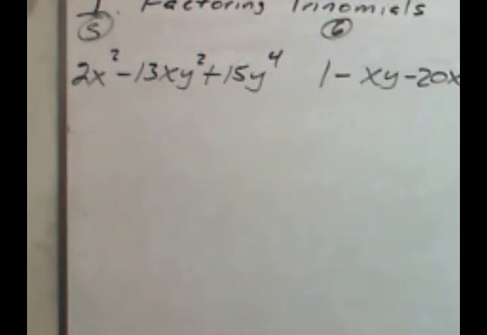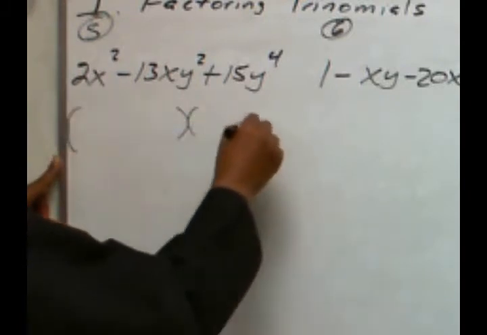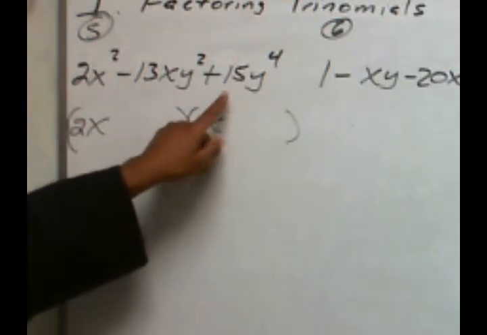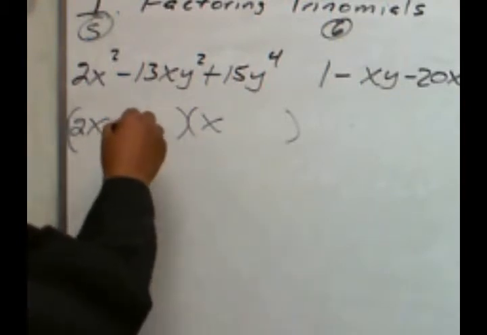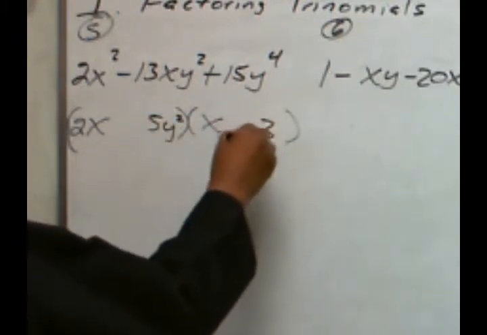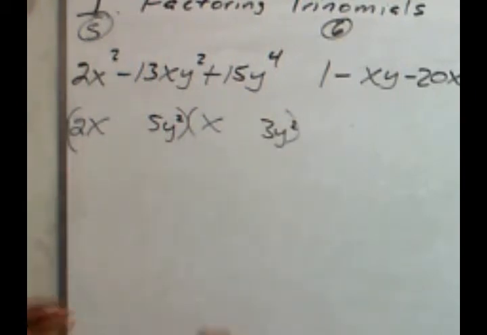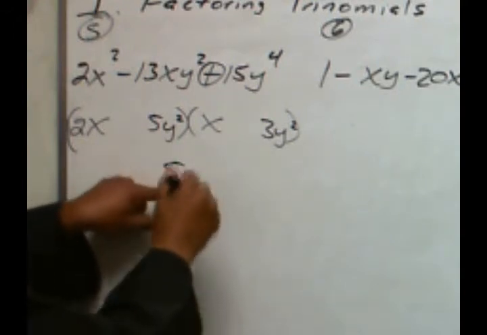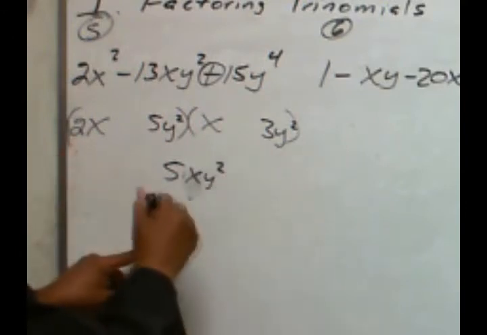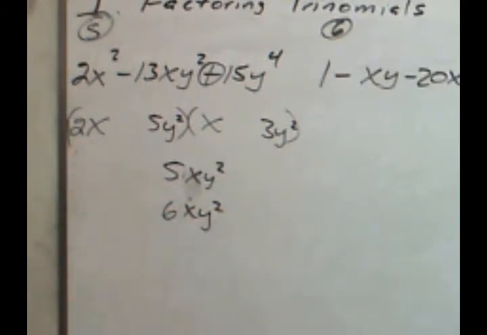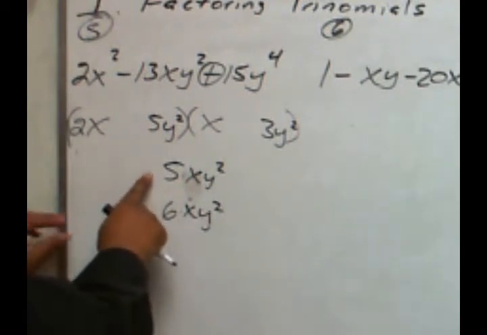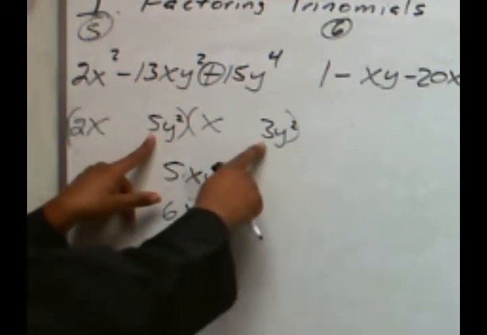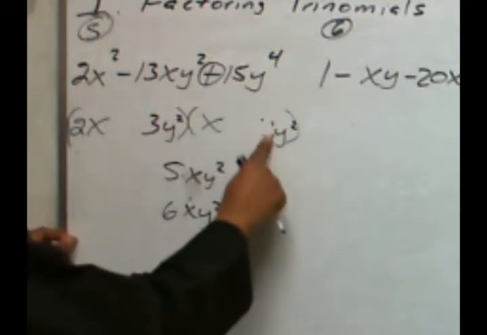Number 5, I'll factor this into two binomials. So first I'll factor my 2x squared into 2x times x. Then I need to factor my 15y to the 4th. Let's try 5y squared times 3y squared. And my signs will need to be the same. So when I put these together, I get 5xy squared, and I also get 6xy squared. And I noticed that if my signs were the same, I could not get a negative 13xy squared. So instead of a 5 times a 3, I'm going to change this into a 3 times a 5.